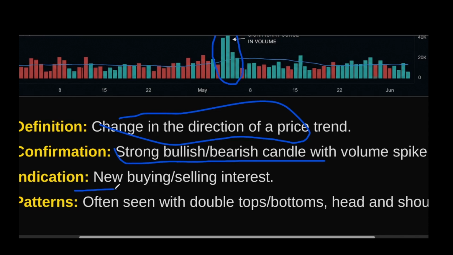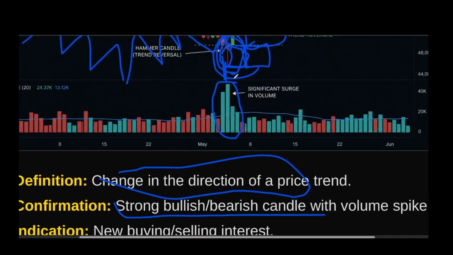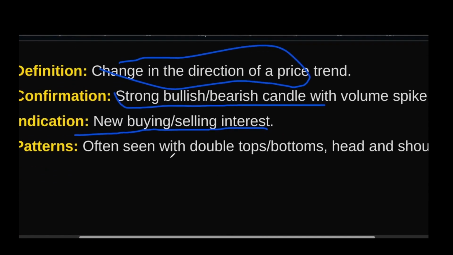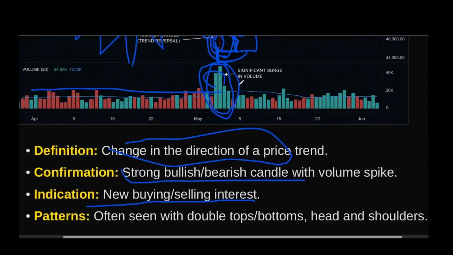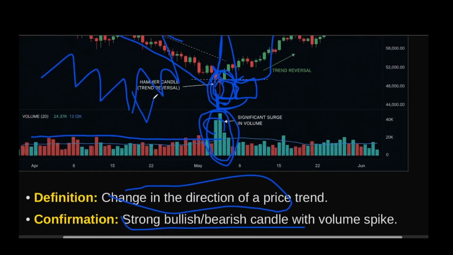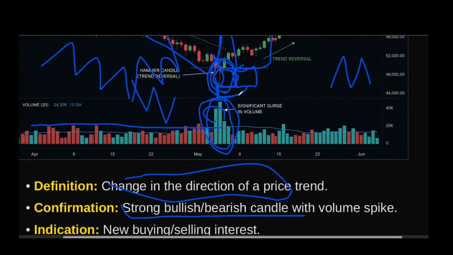Indication is new buying or selling interest is being generated in the market. You can see here there was less volume, less buying and selling pressure, and suddenly you see good buying pressure here. And after that, pattern. People, not only this candle, people generally use trade based on double top, double bottom patterns. They also use volume indicators because it helps them a lot in their strategy.